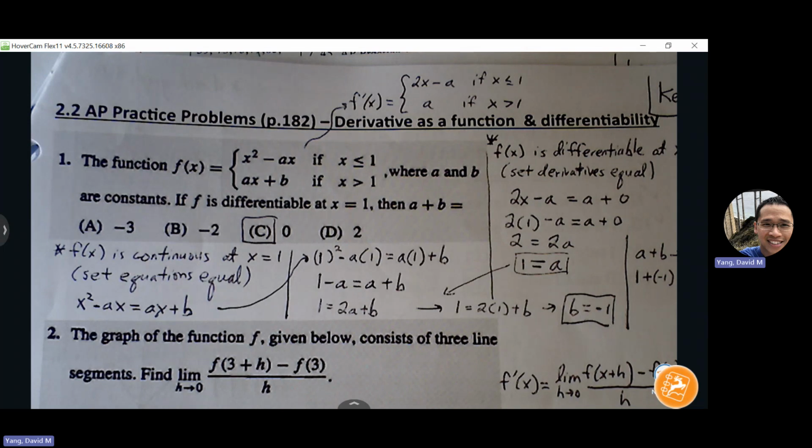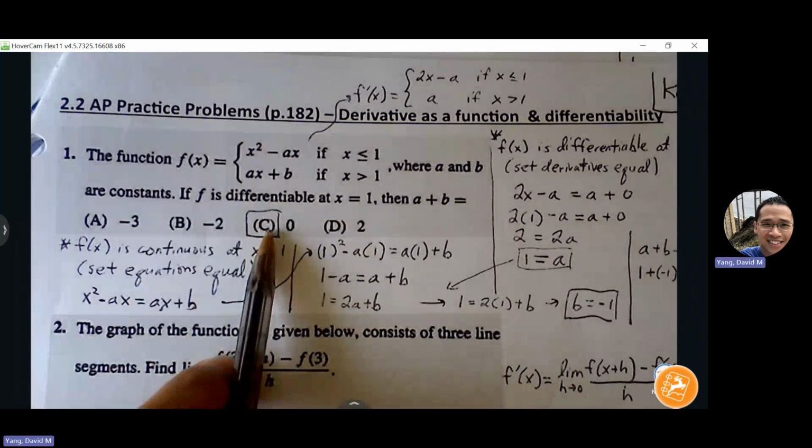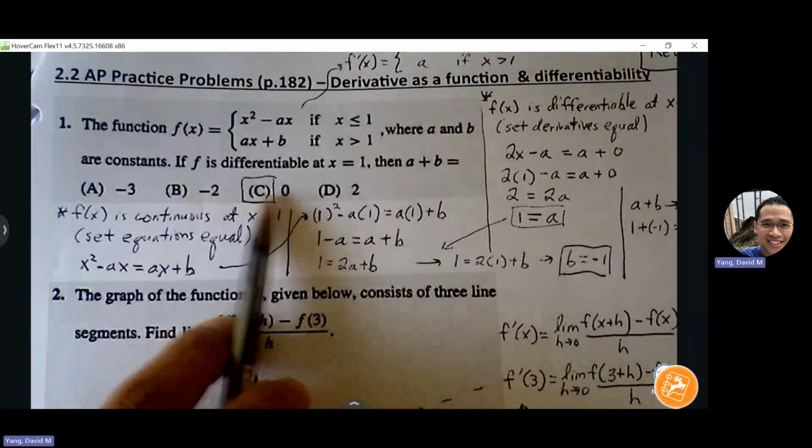All right. There's one type of problem that I want to go over with you. This was from Friday's homework, 2.2a practice AP problems, number one. I want to spend time going over this because it's a very, very popular, common type of AP multiple choice question. So I want to make sure that we're comfortable with this.